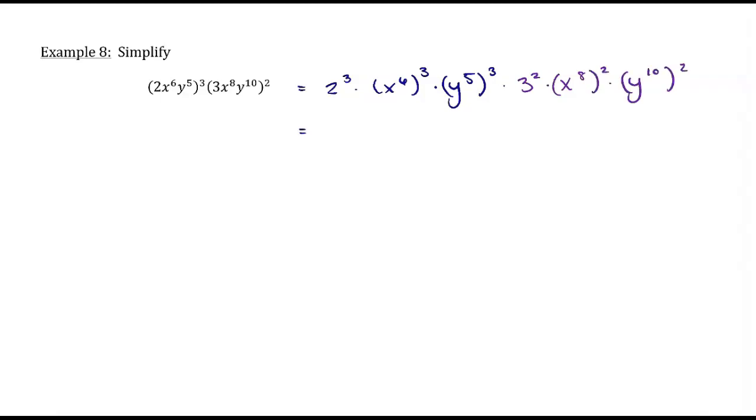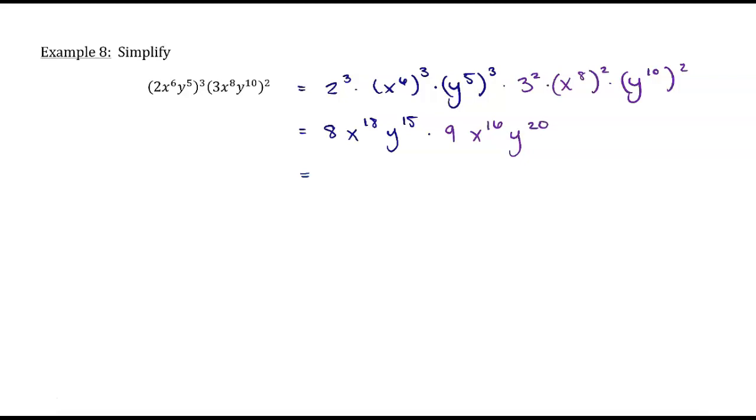Simplifying, we have 2 to the 3rd, or 8, times x to the 6th to the 3rd, or x to the 6 times 3, x to the 18th. Then we have y to the 5 raised to the 3rd. That's y to the exponent of 5 times 3, or y to the 15th. Next we have 3 squared, which is 9, x to the 8th squared, or x to the 16th, and y to the 10th squared, or y to the 20th.